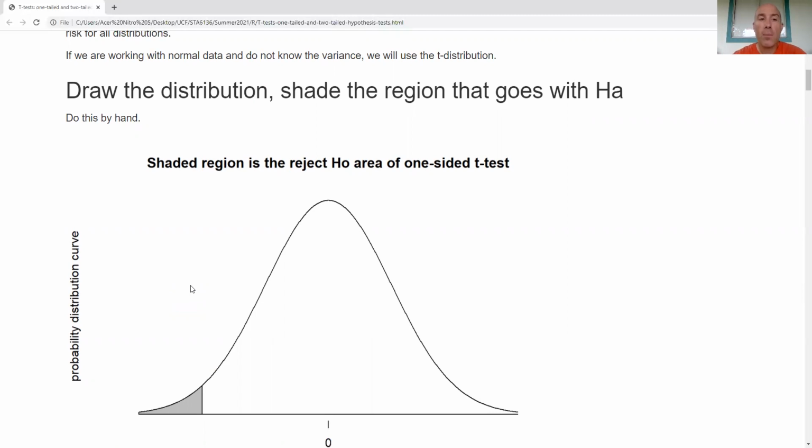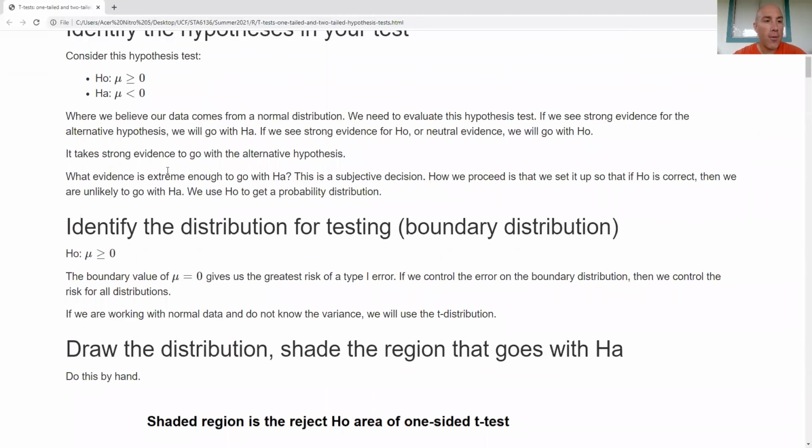My alternative hypothesis is that the population average is strictly less than 0. So I'm looking for an extreme value on the left of the normal curve, on the left of the x-axis, that would lead me to go with the alternative. If I see an extreme value on the left-hand side of the x-axis, then I will go with the alternative hypothesis.